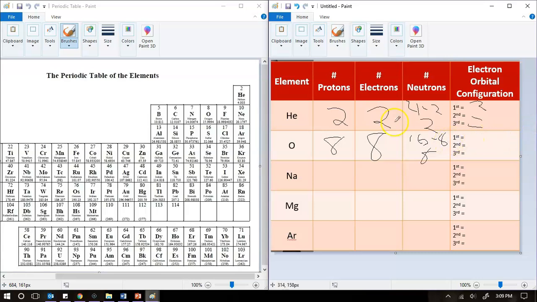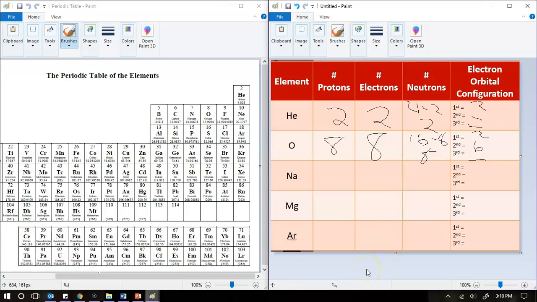And if I start filling orbitals, well, I've got 8 total to work with. I got to put 2 in my first orbital. Alright, 8 minus 2 leaves me with 6, which is less than the 8 I'm allowed to put in my second orbital, so we're going to put 6 in there, and that means there's none in that third orbital.